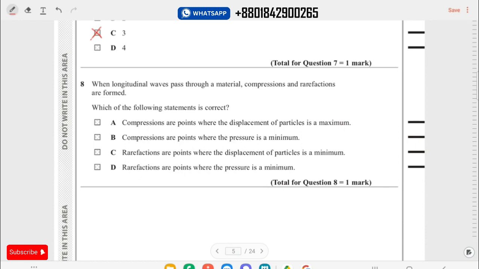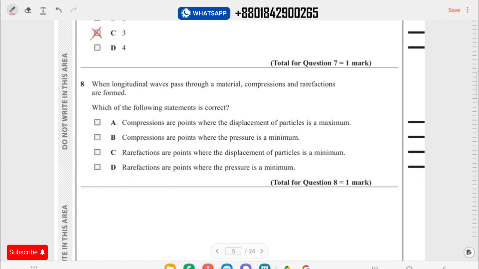Option B says that compressions are points where the pressure is a minimum. It is wrong. It is a point with the maximum pressure. So option B is also not the correct one. Option C says rarefactions are points where the displacement of the particles is a minimum. As we have already mentioned, in compressions and rarefactions, in case of all longitudinal waves, there is no displacement for the particles. So obviously A and C are wrong for both the definitions of compressions and rarefactions.